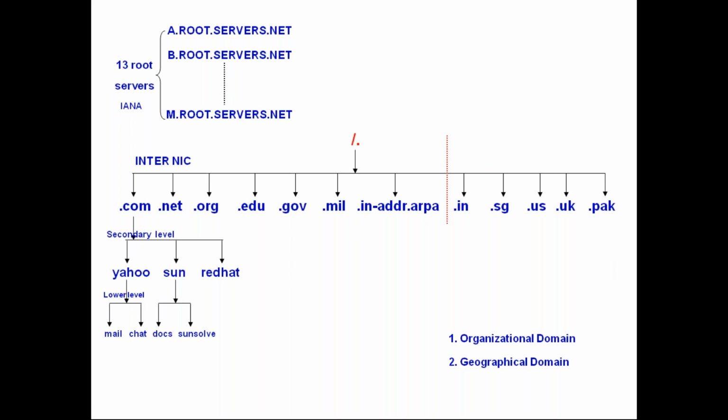If anybody asks you what is the structure of DNS, it is dot. Dot means root DNS server. Under dot, we have top level domains. After top level domains, we have secondary level domains. Under secondary level domains, we have the lower level domains. We have two types of domain environments, organizational domains and geographical domains. So this is the DNS concept, the structure of DNS.